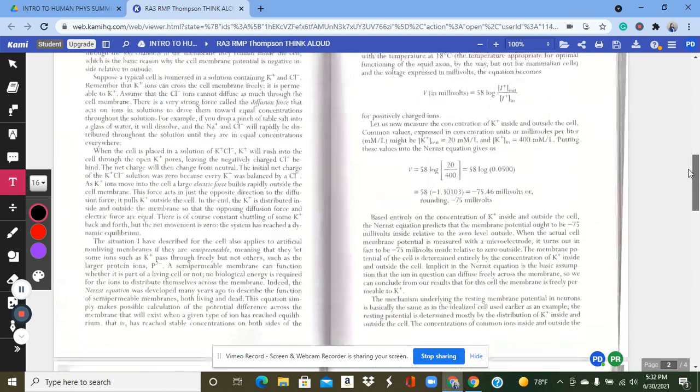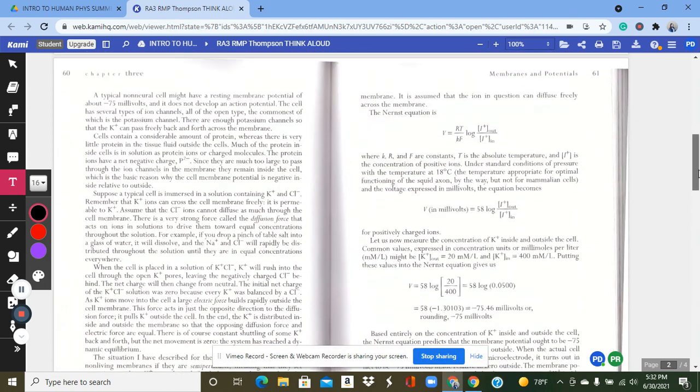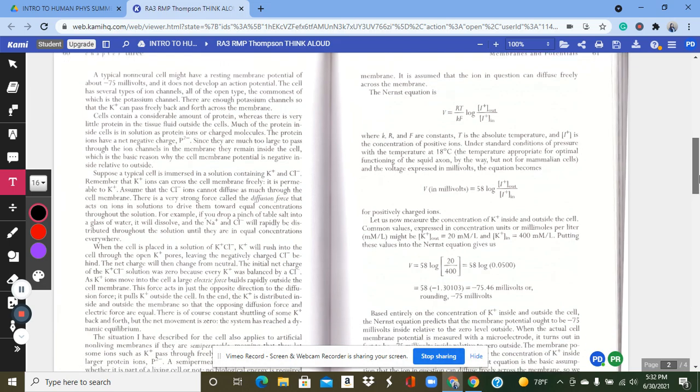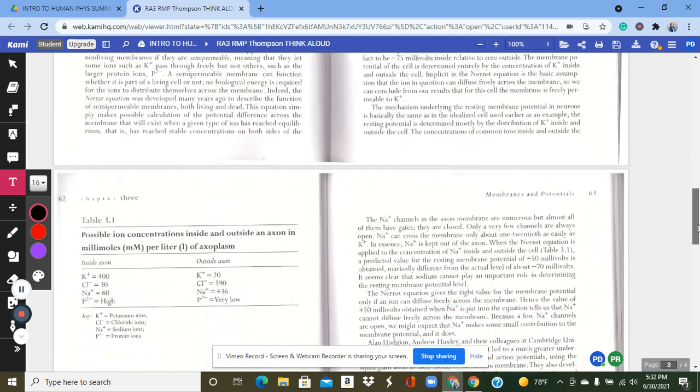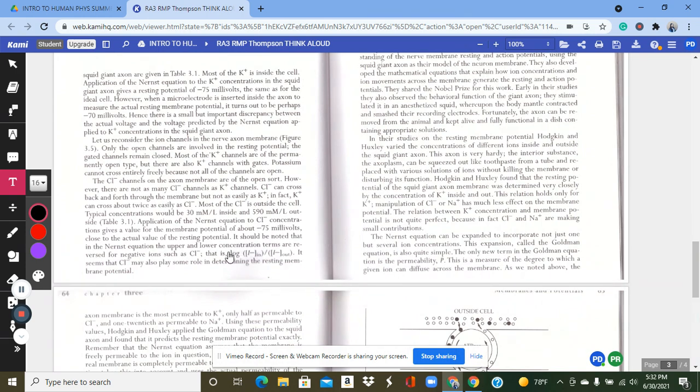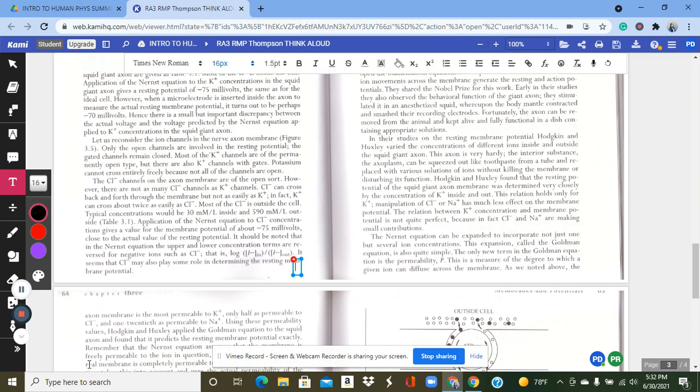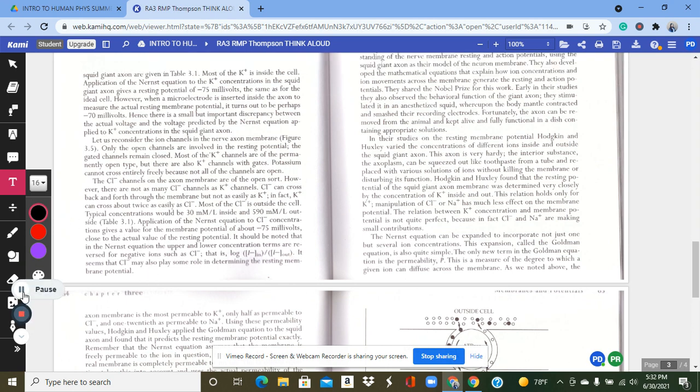Oh, okay, so basically, unlike the initial Nernst equation that we used right here, where the upper and the lower concentrations are right here, with the outside at the top and the inside at the bottom, in the case of chlorine, the inside should be at the top and the outside should be at the bottom. So yeah, like in this portion right here. So it seems that chlorine may also play some role in determining the resting membrane potential.